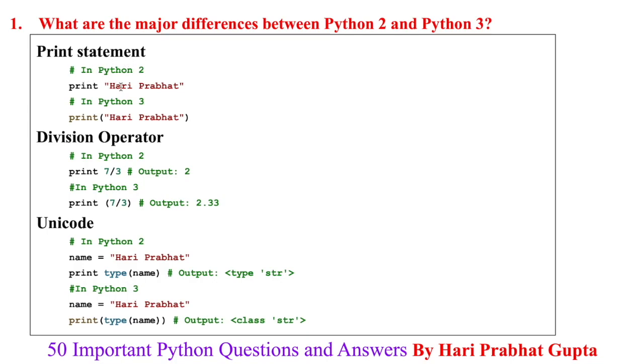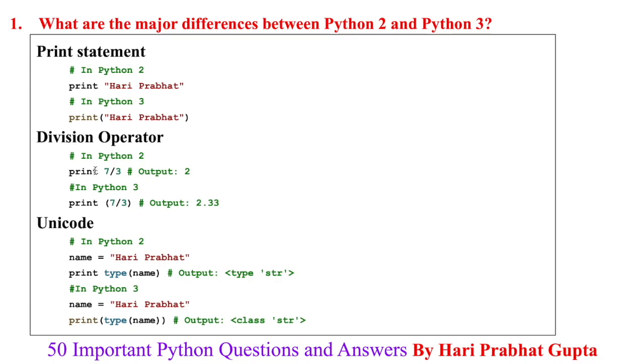In Python 2 the print statement is written without parentheses. However, in Python 3 print is a function and should be called with parentheses. Of course, both give the same value in this example, but in Python 3 it is considered a function. Now the second difference is the division operation, which is very interesting.